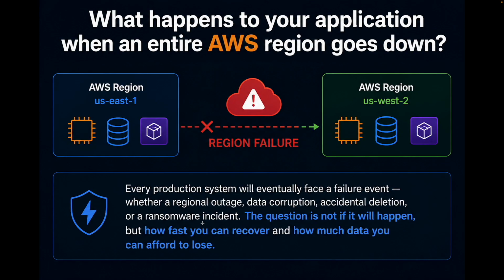What happens to your application when an entire AWS region goes down? And how much data can you afford to lose? These aren't just theoretical questions. Every production environment will eventually face a disruption, whether it's a regional cloud outage, accidental data deletion, a failed deployment, ransomware, database corruption, or even human error. The real question isn't if a failure will happen. The question is, how prepared are you when it does happen?